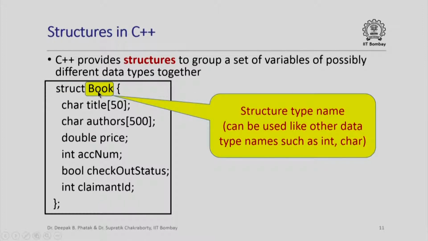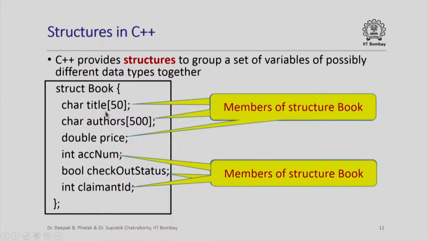Book is the name of the structure type that we are defining, and this is just like the name of any other data type like int or char. So for example, I could define variables of type book, I could define arrays of type book, as we will shortly see. These different things inside the struct definition, these are the things that basically store the different kinds of information about the book.